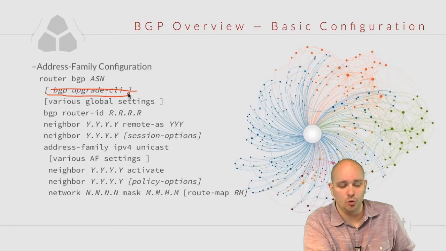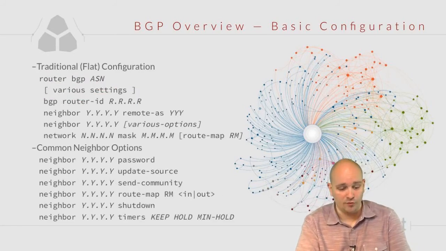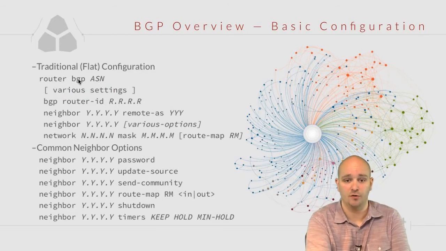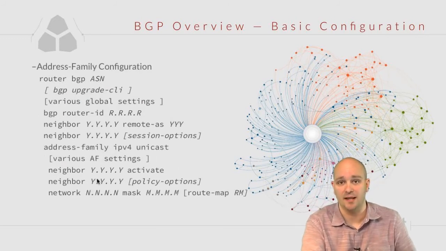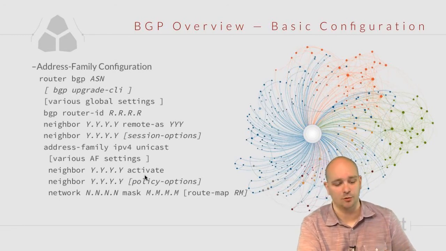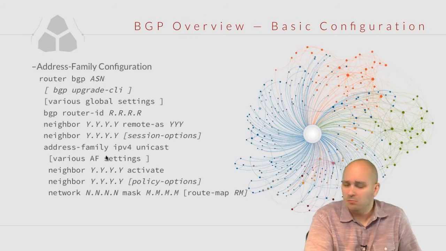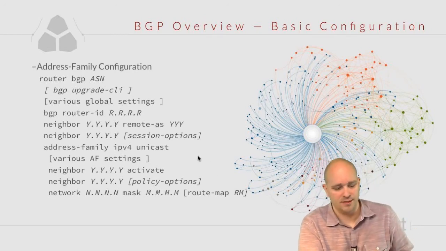What this command will do, it will take the existing BGP configuration and convert it from the flat configuration into the address family based configuration. You don't have to do it. IOS can also do this automatically. I usually actually do use this command. No particular reason, I just like to use it.